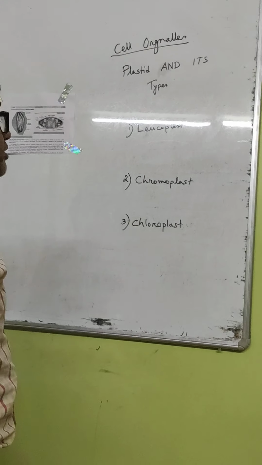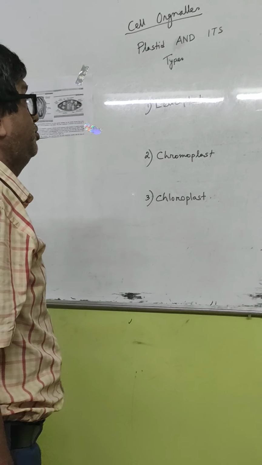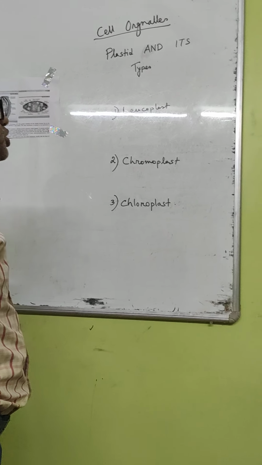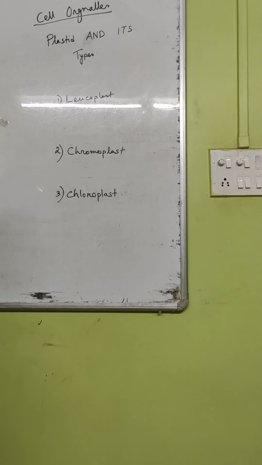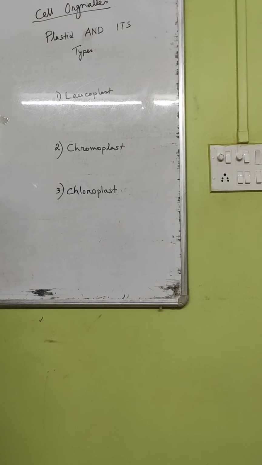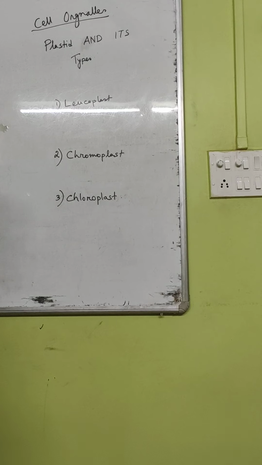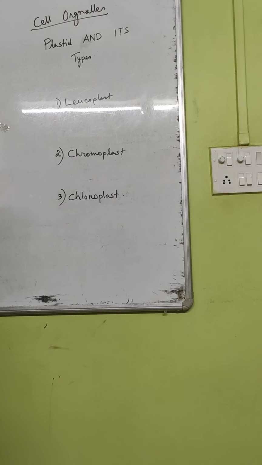In my last class, I discussed the cell as a unit of life. So we are just continuing this particular portion. Today I shall start cell organelles. So many organelles are there: plastid, nucleus, mitochondria, endoplasmic reticulum, Golgi complex, ribosome. Today I shall start first with plastids.